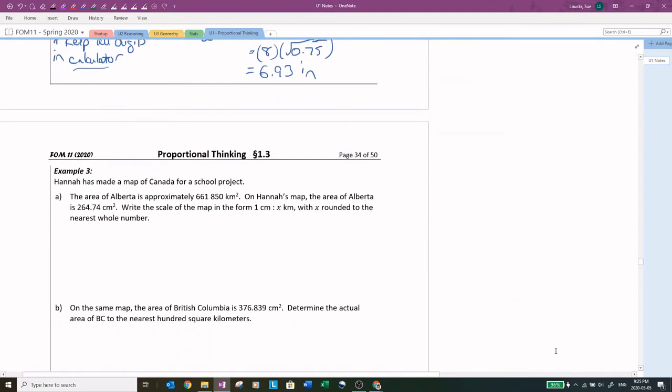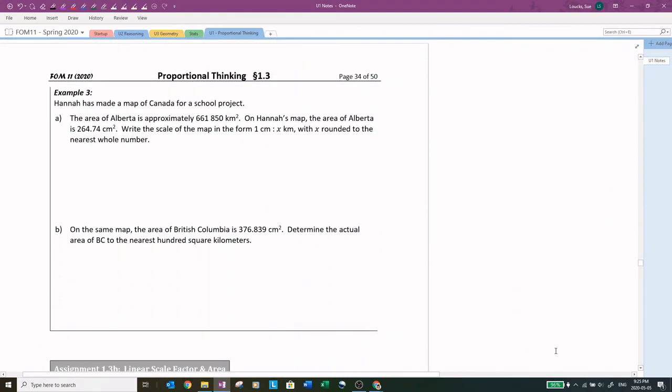Hannah has made a map of Canada for a school project. The area of Alberta is approximately 661,850 square kilometers. On Hannah's map, the area of Alberta is 264.74 centimeters squared. Don't ask me how she measured that, because that's just silly. Anyway, write the scale of the map in the form of 1 centimeter to x kilometers, where x is rounded to the nearest whole number.